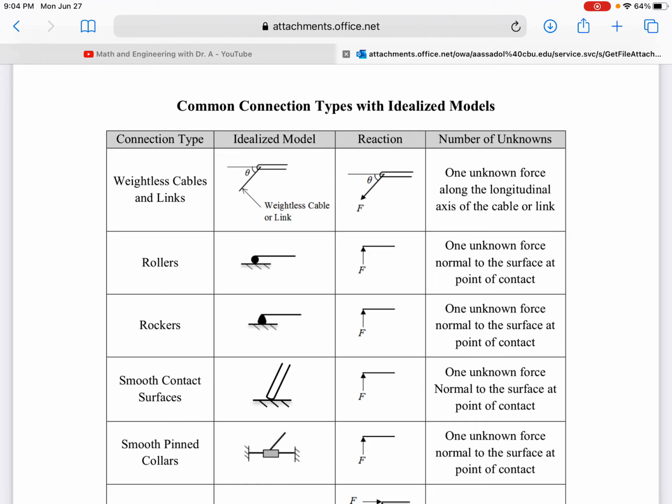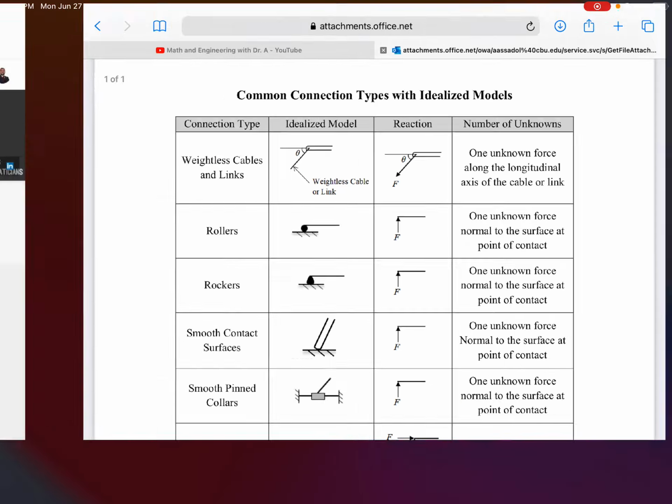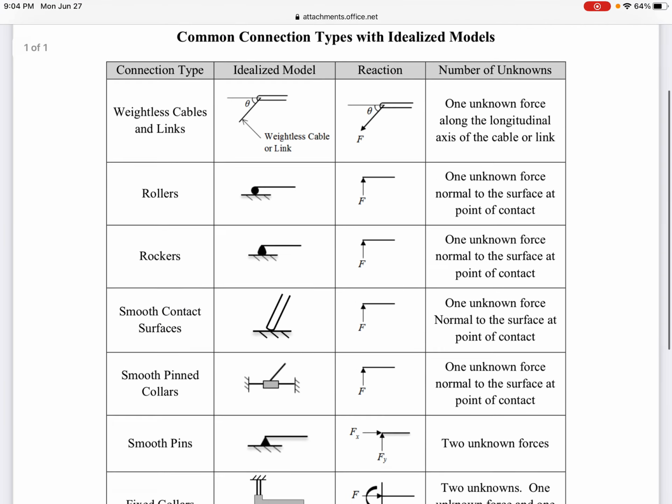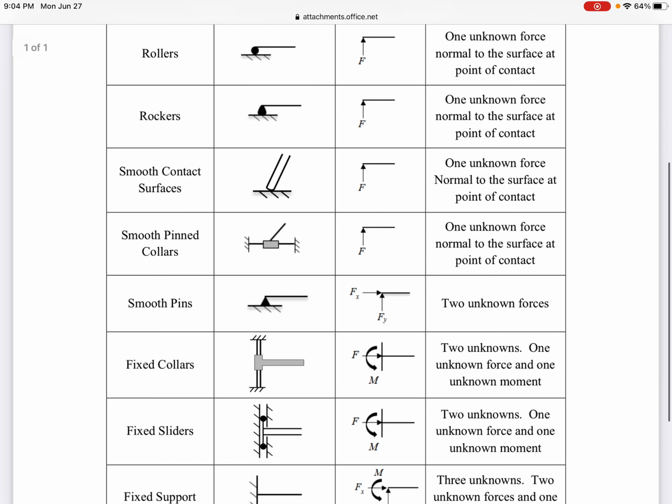Rockers are very similar to rollers, so I'm going to skip down a little bit. The next type we have is a smooth contact surface. A smooth contact surface is also similar to a rocker and a roller. It develops one unknown force normal to the surface point of contact. Again, notice that is in a vertical direction, okay?